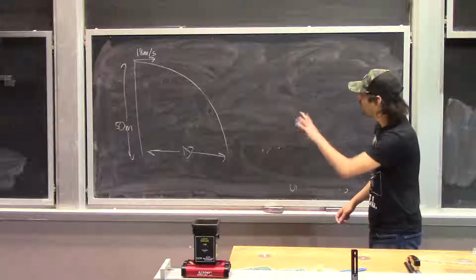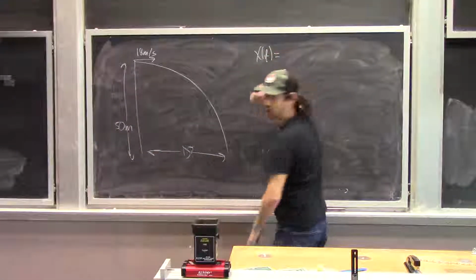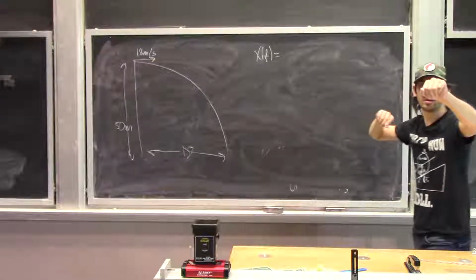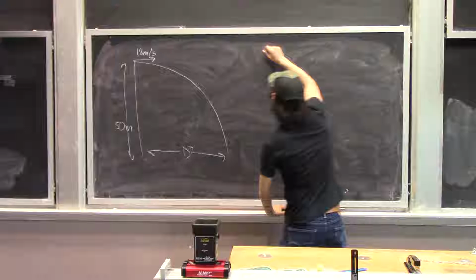Now, if we write down our equations in general, we say x of t. How's this in the back? Can you guys read this a little bit better? Okay. x of t, and let me make it even bigger.